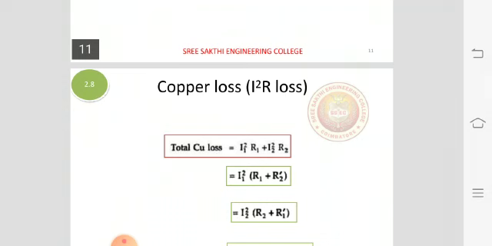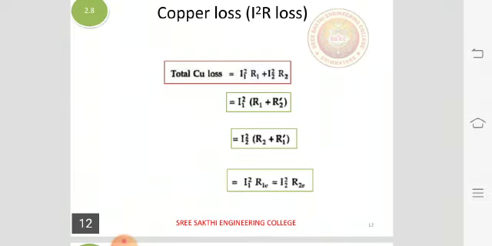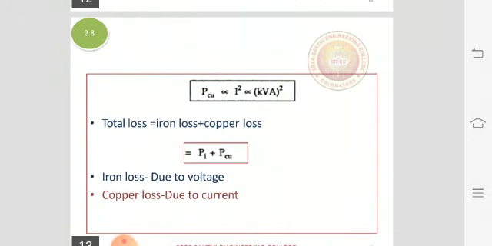That is equal to I1 square into R1 plus R2 dash. That is equal to R2 plus R1 dash. So similarly, we can write this as I1 R1 is equal to I2 R2. So total copper power is directly proportional to I square, and it is actually proportional to kVA whole square. So total loss is equal to iron loss plus copper loss, that is P1 plus PCU. So iron loss is due to voltage and copper loss is due to current.